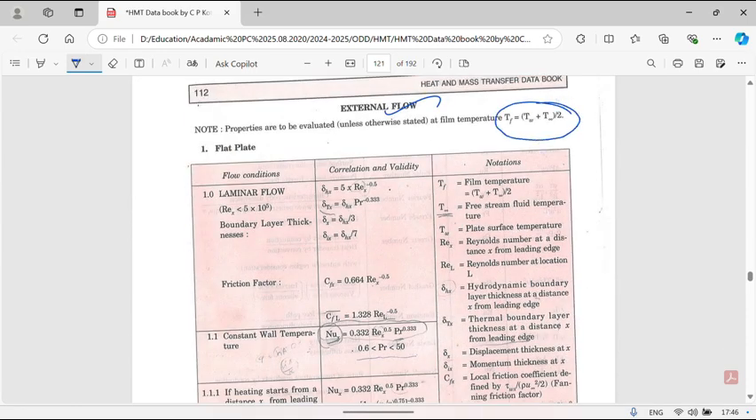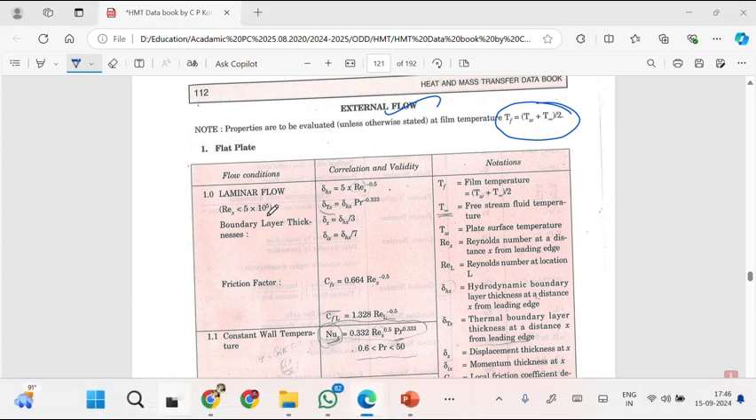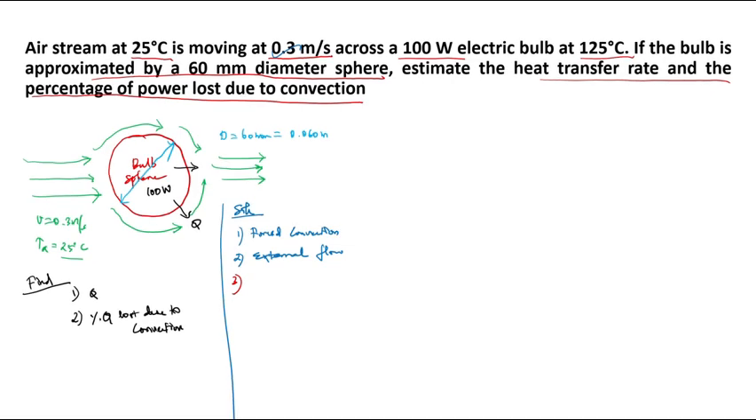That is, T_F is equal to (T_W plus T_infinity) by 2, T_infinity being the ambient temperature. Here, the film temperature is equal to the temperature of the wall surface plus the temperature of infinity, or T_a, by 2. Here the spherical wall temperature is T_W equal to 125 degrees Celsius. The air temperature is 25 degrees Celsius. So 125 plus 25 by 2 gives the film temperature, which is equal to 75 degrees Celsius.